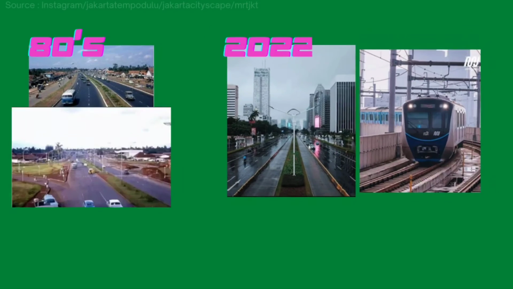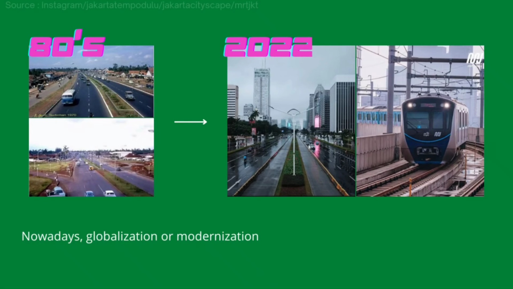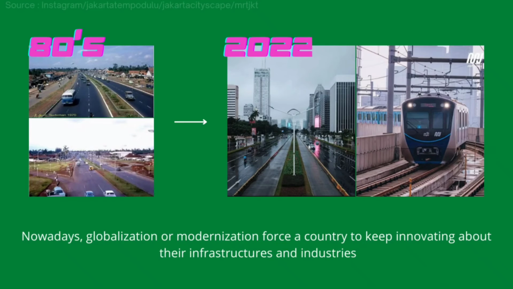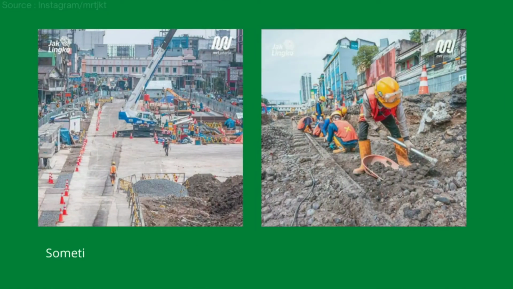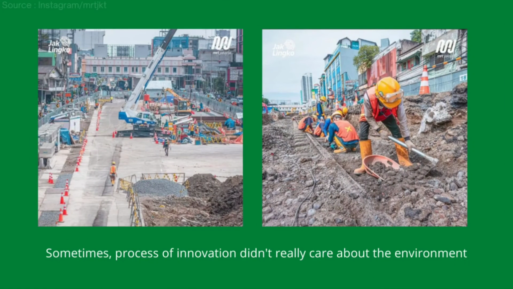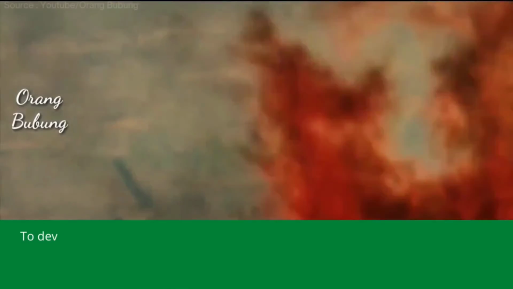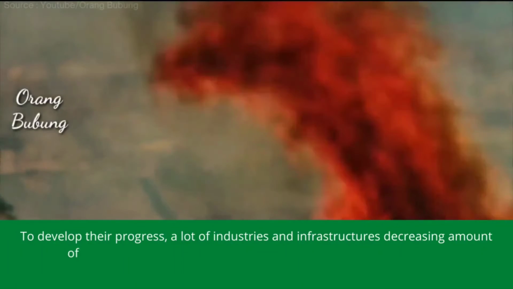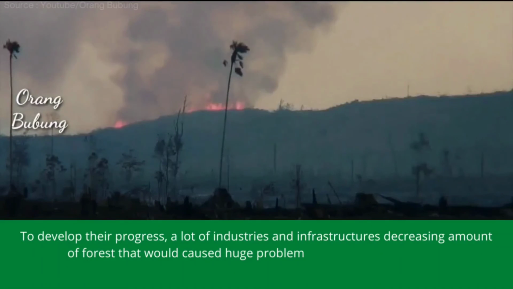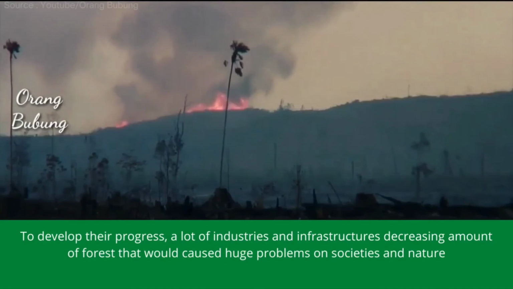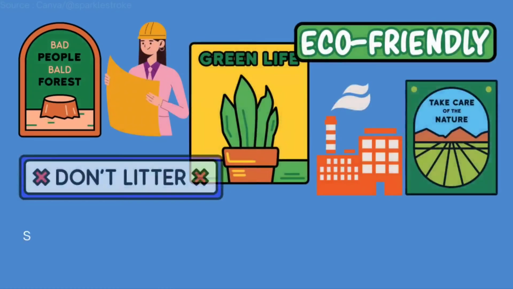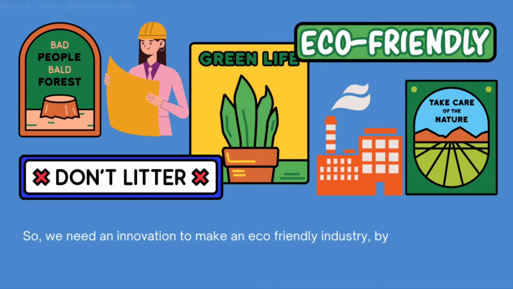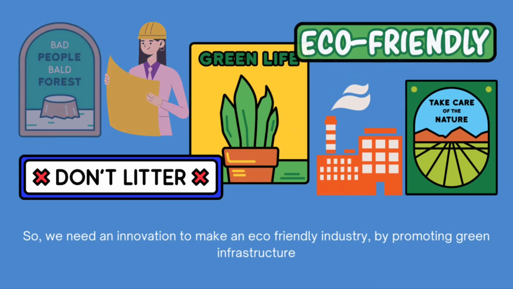Nowadays, globalization or modernization forces a country to keep innovating their infrastructures and industries. Sometimes the process of innovation doesn't really care about the environment. To develop their progress, a lot of industries and infrastructures decrease the amount of forest, which would cause huge problems for societies and nature. So, we need an innovation to make an eco-friendly industry by promoting green infrastructure.